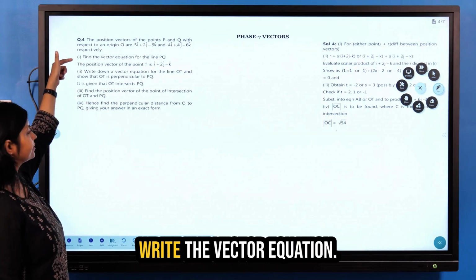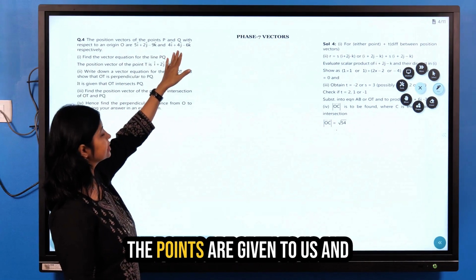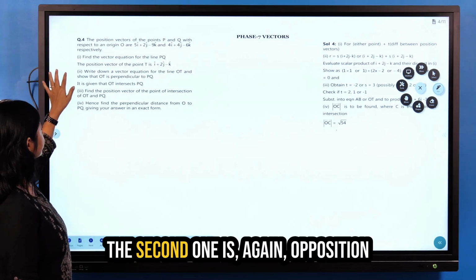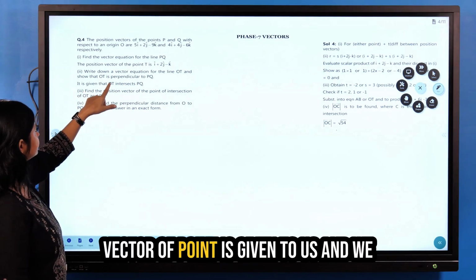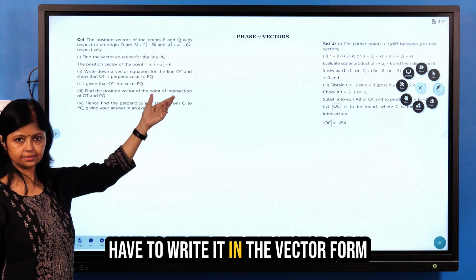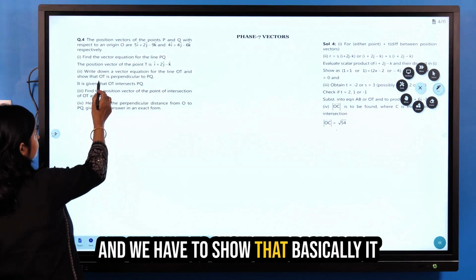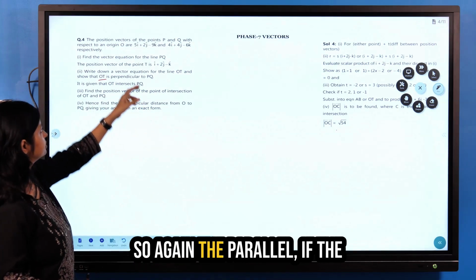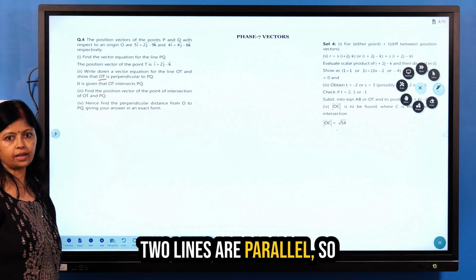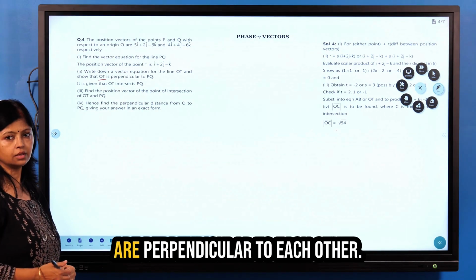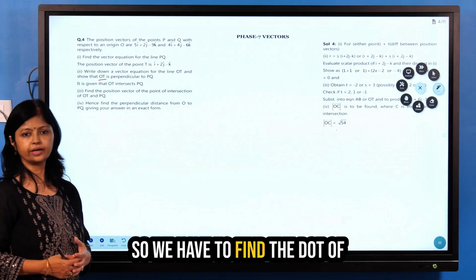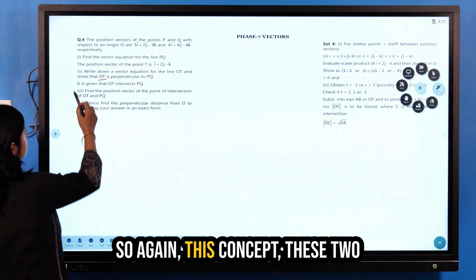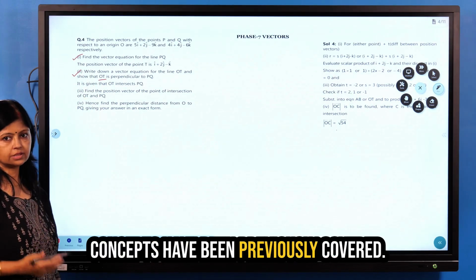The first one, we have to write the vector equation. The points are given to us and we have to find the equation. We have already done this concept before. The second one is again a position vector of a point given to us, and we have to write it in the vector form and show that it is perpendicular to the earlier line. If the two lines are parallel, the parallel vectors are perpendicular to each other, so we have to find the dot of the two things and show that it is equal to 0. Again, these two concepts have been previously covered.